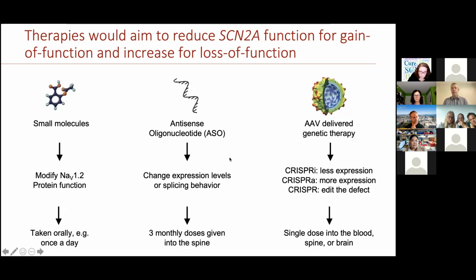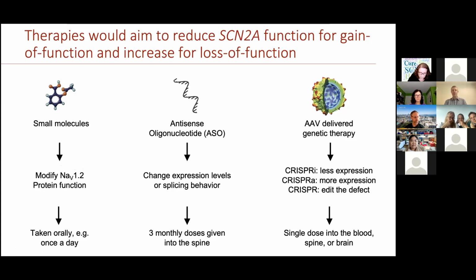So there are three broad ways of achieving this. The first one on the left is small molecules. This is the medicine which we're all familiar with. This is taking a pill, or sometimes a little injection into the skin, but most often small molecules which are ingested orally in the form of a pill. The idea here would be that you modify the function of the protein, the channel NAV1.2, either increasing it or decreasing it. This is something which is being actively pursued.